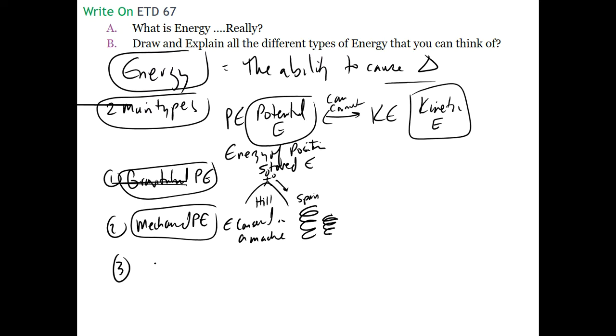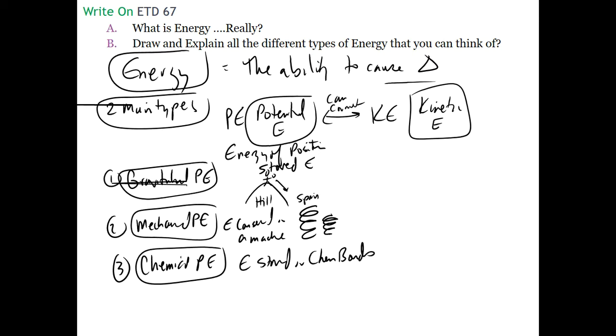In addition to that, of course, the one that we care the most about in chemistry is chemical potential energy. And chemical potential energy is still stored energy. It's the energy stored in chemicals. And what holds chemicals together? These beautiful things called bonds, right?